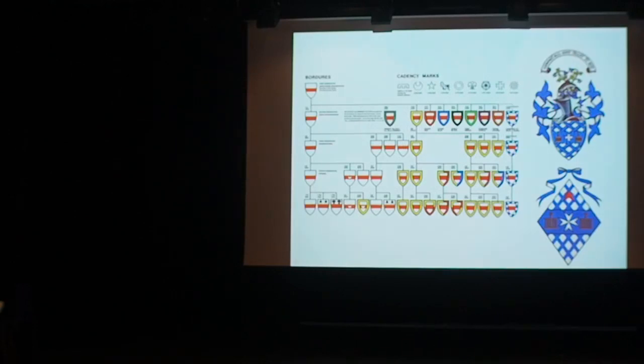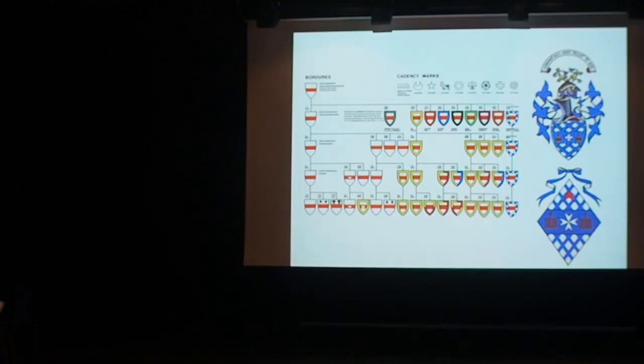Younger sons have to have a difference that is permanent. Daughters, similarly, have a difference that is permanent. The two arms on the side are of a family called McCann, and you can see that one of the younger sons has a jaggedy fess, and a daughter has got a red mullet in chief. And those are permanent differences.